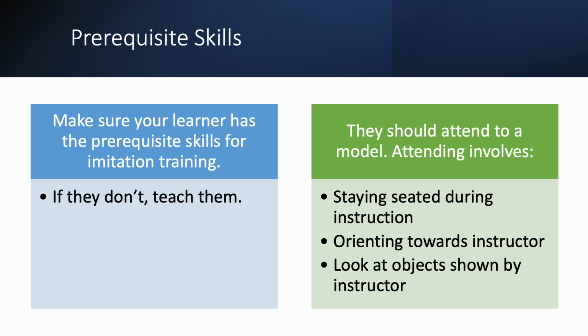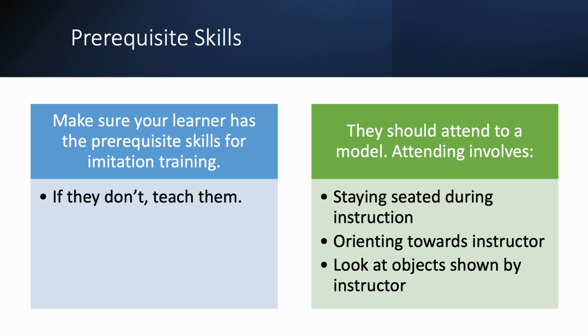If the learner does not have these particular prerequisite skills, then you want to make sure that you teach them the prerequisite skills before jumping in and working on imitation. Or you can try to work on imitation alongside teaching these particular skills. It just might make imitation a little bit harder. One thing that I want to mention is that when you are doing imitation training, make sure that your learner is looking at the model.